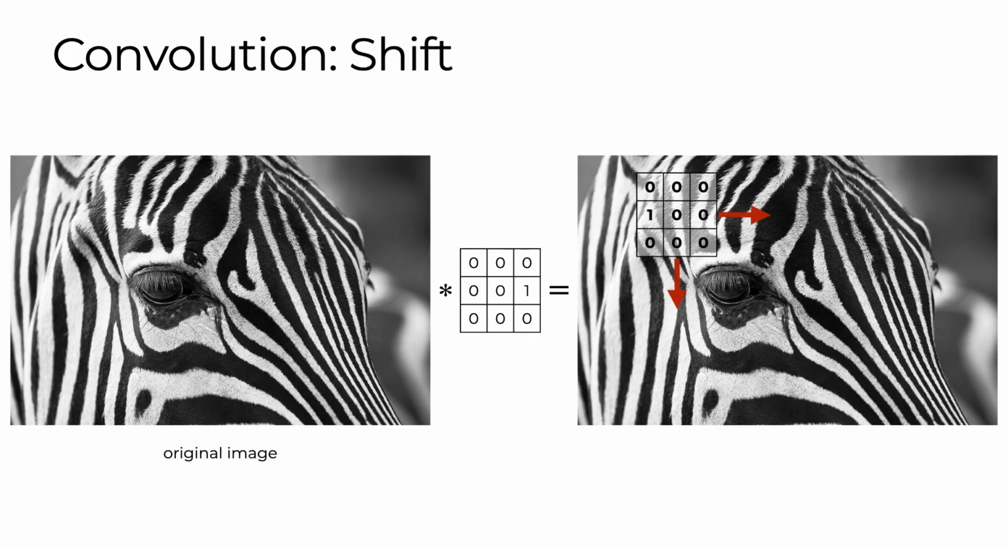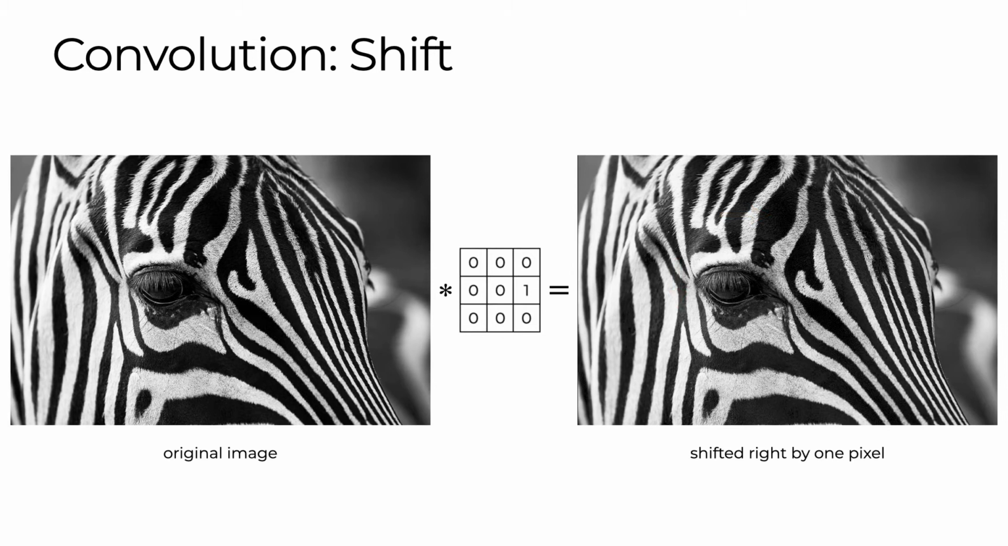Consider a slight variation in which we set the center element to 0 and the one to the right to 1. We flip the kernel and then convolve by sliding it over the image and computing the weighted sum. The effect is that each pixel is replaced with the value of the pixel immediately to the left. This results in an image that is shifted to the right by 1 pixel.